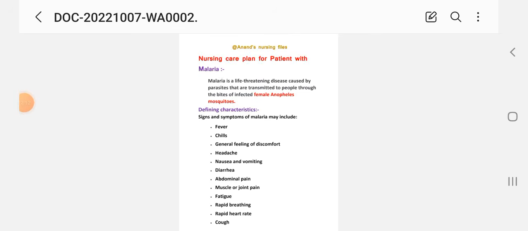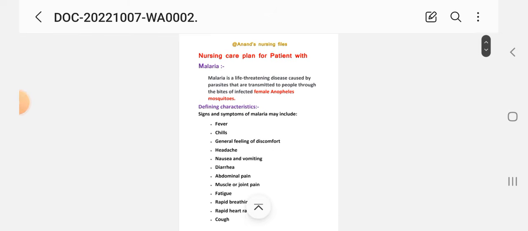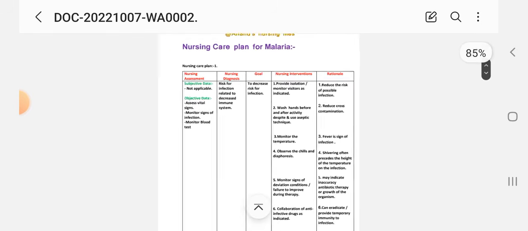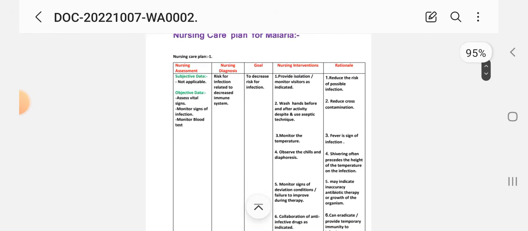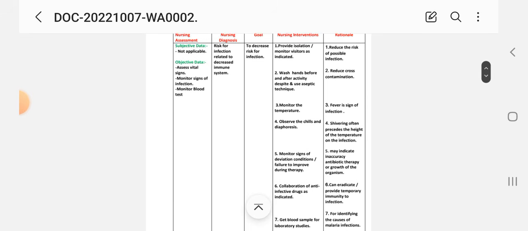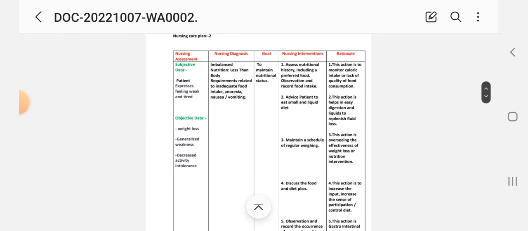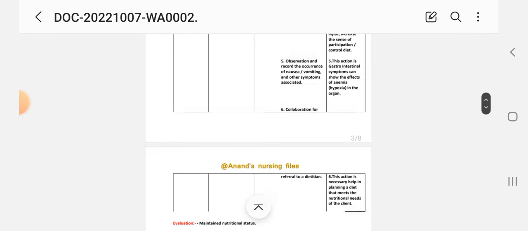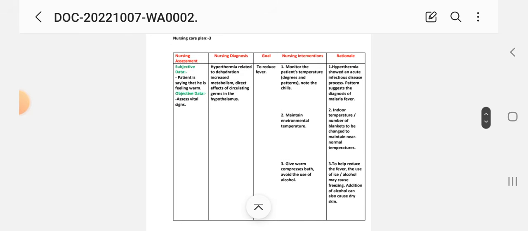So friends, this was the nursing care plan of malaria. Let's see once again here. This is the short introduction about malaria, and here this is the first care plan: risk for infection related to decreased immune system. This is the second care plan here: impaired nutrition less than body requirement. And next, third care plan here: hyperthermia related to dehydration, increased metabolism, direct effect of circulating germ in the hypothalamus.